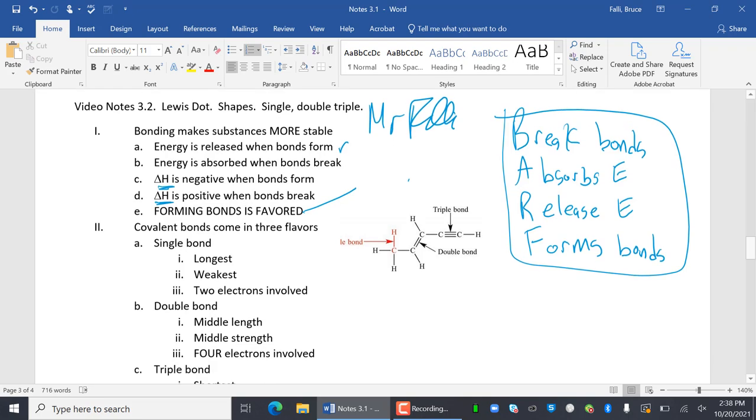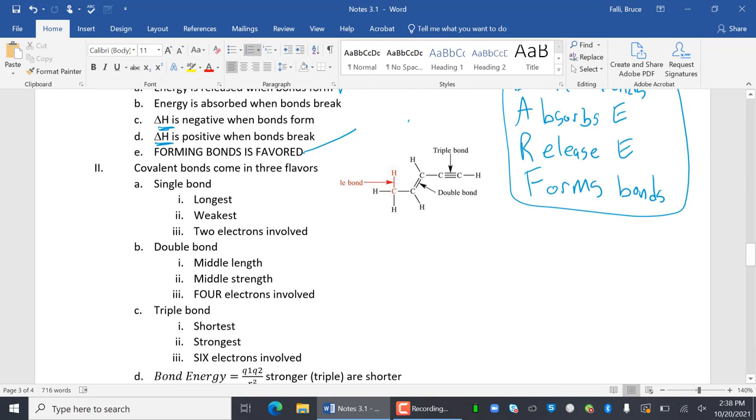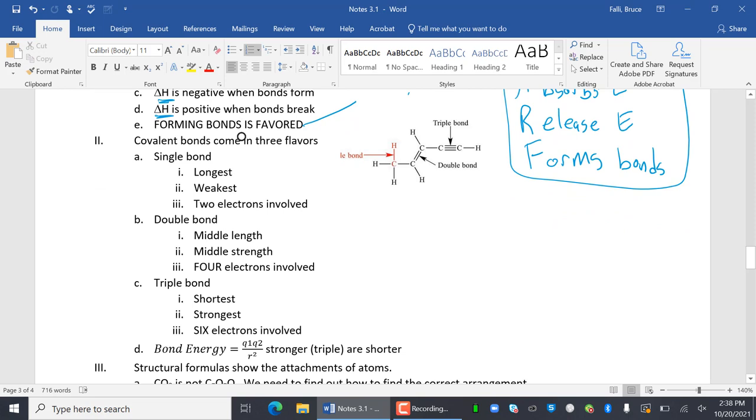All right. Covalent bonds come in three flavors. Chocolate, vanilla, and strawberry? No. Single, double, and triple. So the only thing that's particularly interesting about this is a single bond has two electrons, a double bond has four electrons, and a triple bond has six electrons. So that must mean each bond consists of two electrons, right? And it makes sense that single bond is the weakest, right? And triple bond is the strongest.